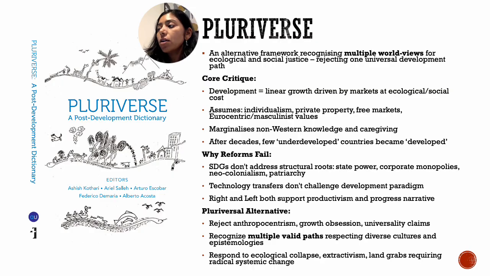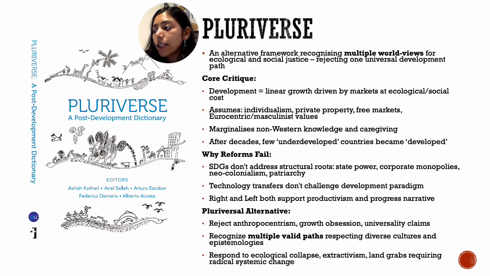So, in their analysis of why reforms have failed, the reformist concepts such as sustainable development goals, about which we talked about in our last lesson on ecological political economy as well, don't address structural roots such as state power, corporate monopolies, neocolonialism, and patriarchy. Technology transfers don't challenge development paradigms. The right and left of politics both support productivism and the progress narrative. Again, this is quite related to steady state growth and degrowth kind of thinking that we discussed last week in our lesson on ecological political economy.